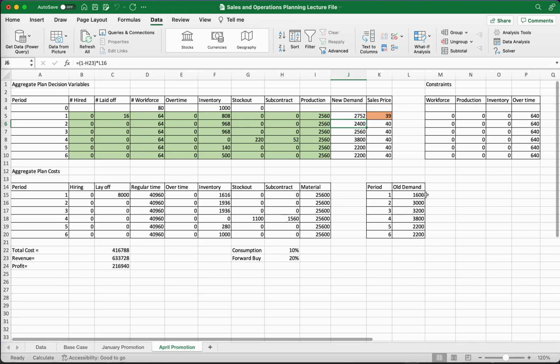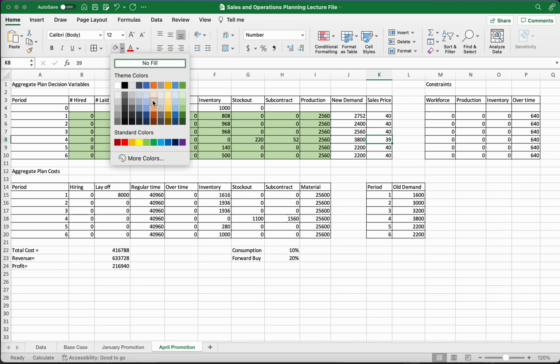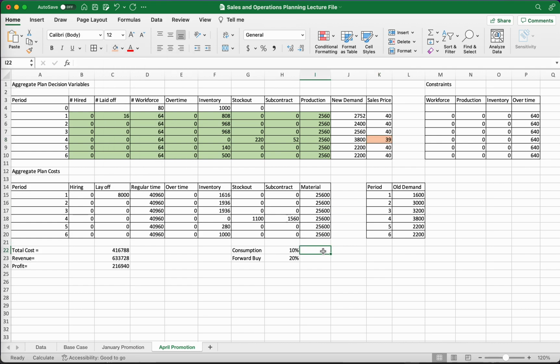Okay, so with the promotion in April, the sales price here will still be $40, and the sales price in April is going to be $39. Now, demand for January is going to go back to being what it was. The same goes for demand for February and March. They are not going to change. But the demand for April, May, and June are going to change.